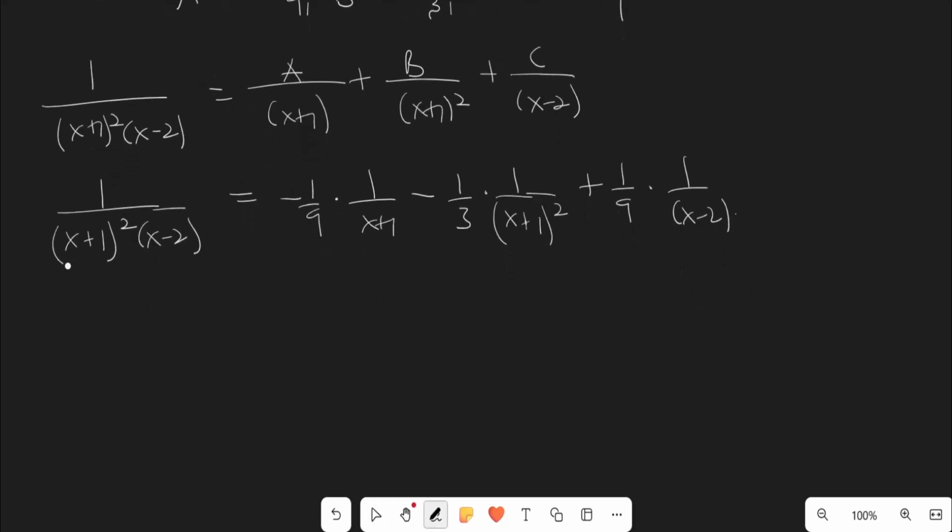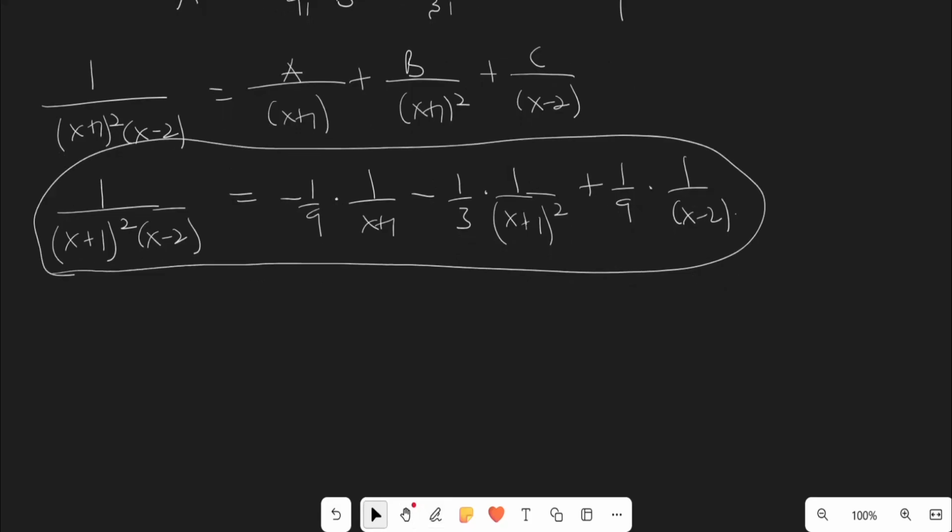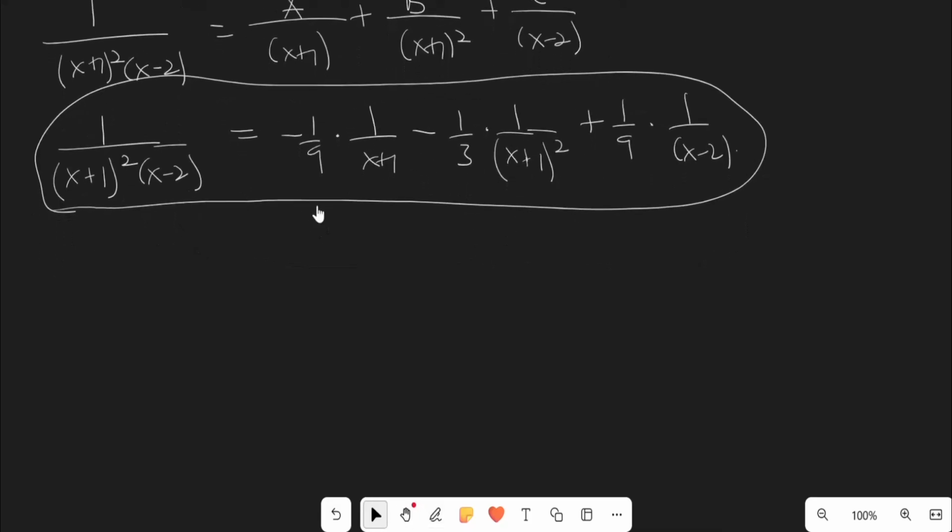So this is how our rational function is now split. On the right hand side, we can easily integrate this now. But this will be very difficult for us to integrate. I don't know if there's any idea how we can integrate this without splitting it down using the partial fractions. So now let's go ahead and integrate this.